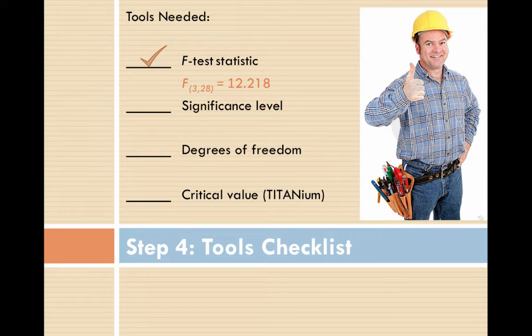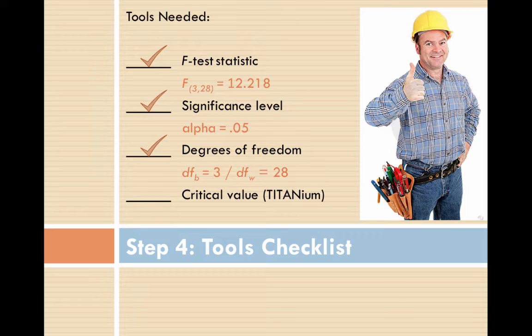What about our significance level? What's our significance level usually set at? Alpha is equal to 0.05. And what about our degrees of freedom? Well, in this case, we have 2 of them, right? We have degrees of freedom between and degrees of freedom within. So we have both. Given all of that, we need to look at our critical value so we can actually make our decision.